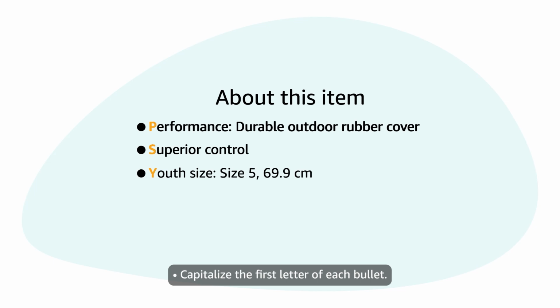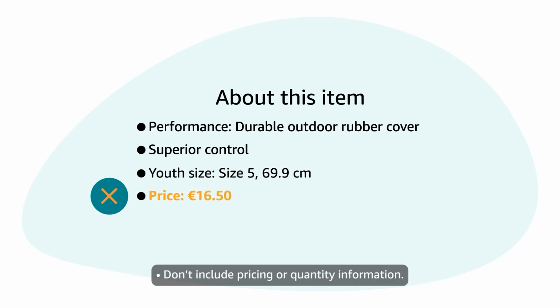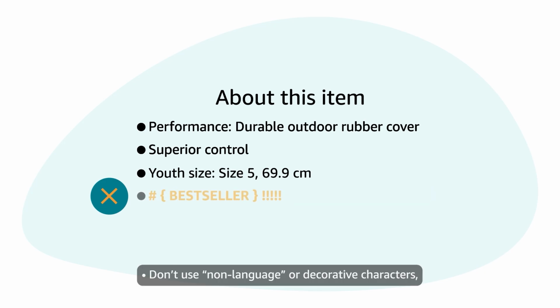Capitalize the first letter of each bullet. Make sure you also follow the same list of don'ts used for product titles. Don't include pricing or quantity information. Don't include seller-specific information. Don't include promotional phrases or subjective commentary. Don't use all caps. Don't use non-language or decorative characters.